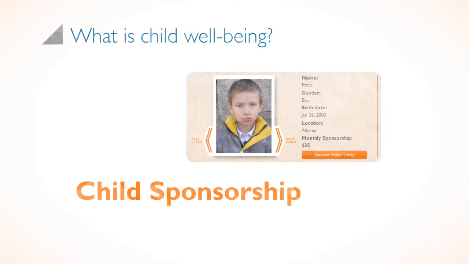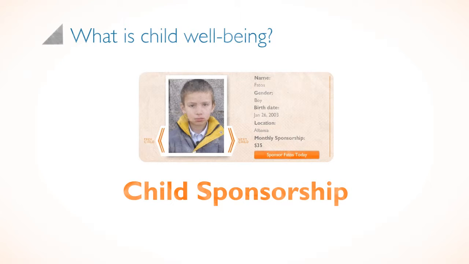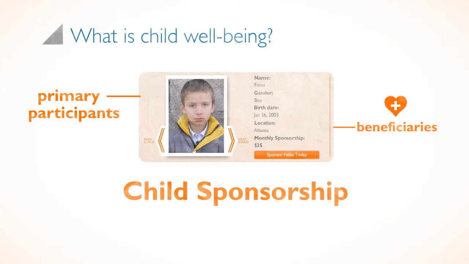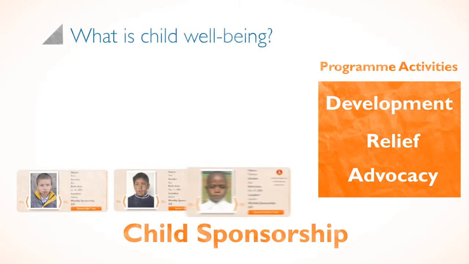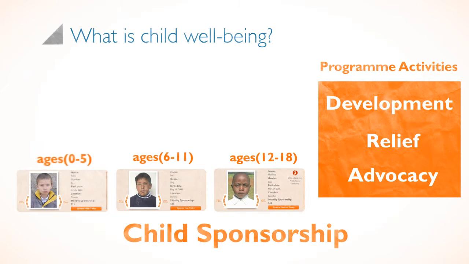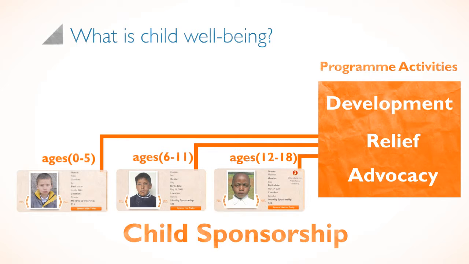In programs with child sponsorship, we make sure registered children are among the primary participants and beneficiaries. We select children from communities where we plan to have program activities and children who are in the correct age group to benefit from the activities.